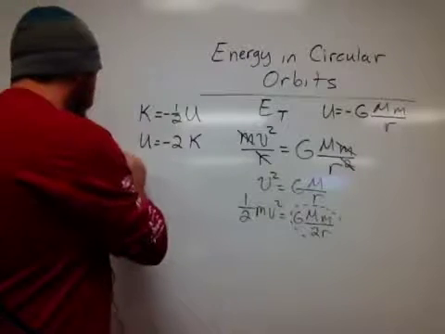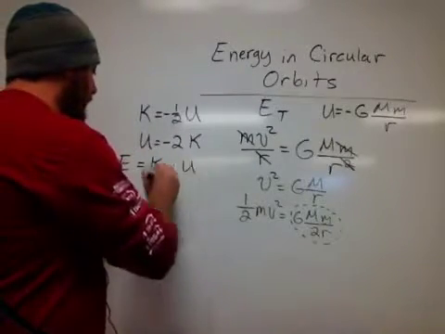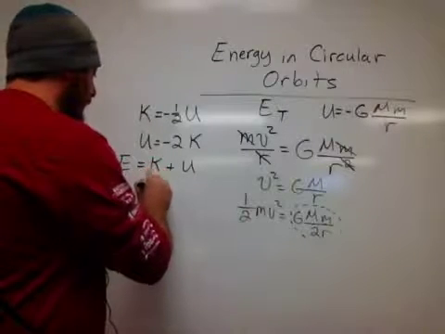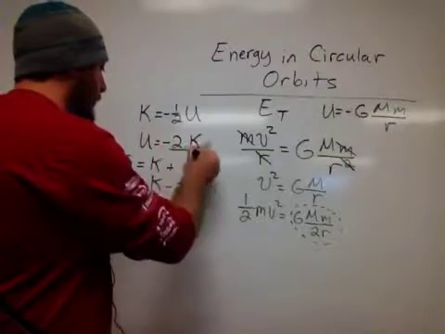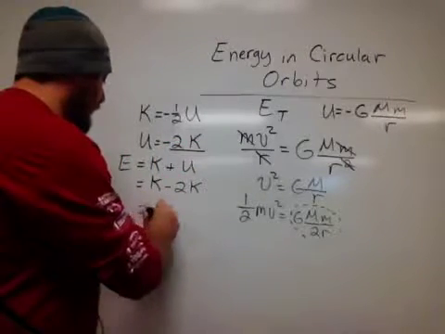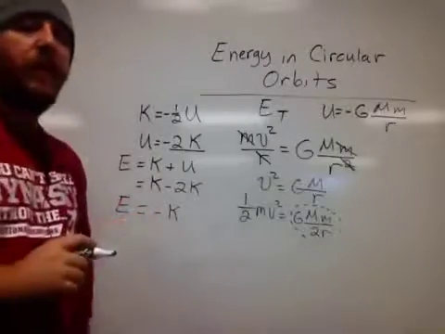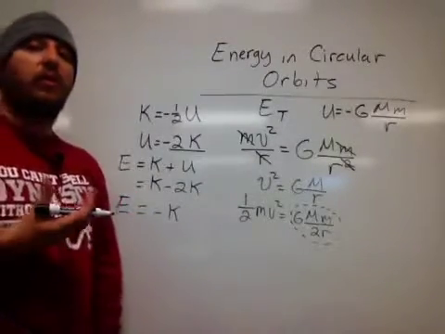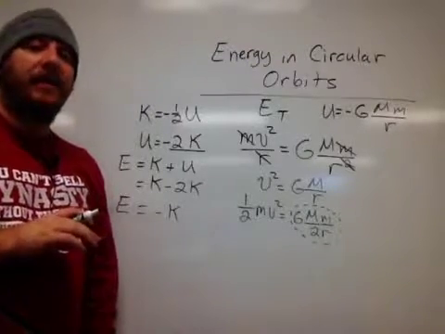So if I look at my total energy, then this is going to be my kinetic plus my potential, and this is going to be kinetic minus twice my kinetic from here. And so this is equal to negative of my kinetic. So my total energy, E, is equal to the negative value of the total kinetic energy in the system.